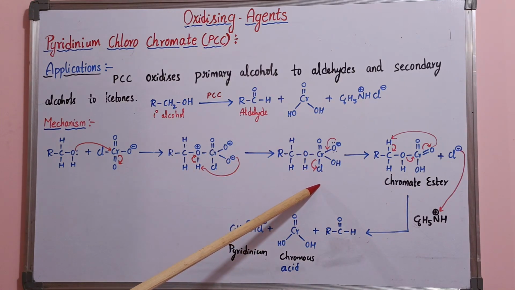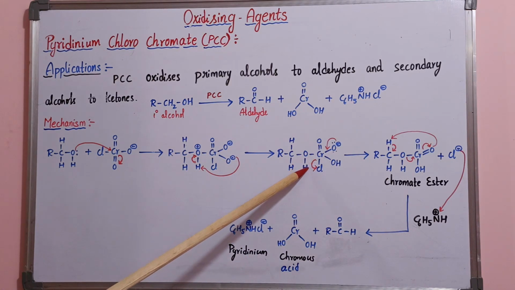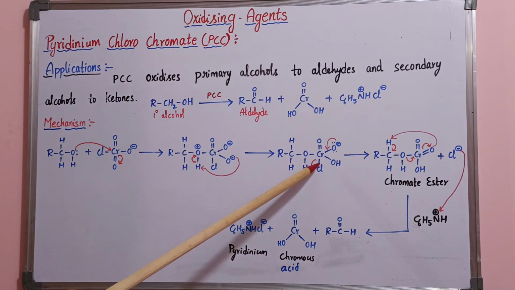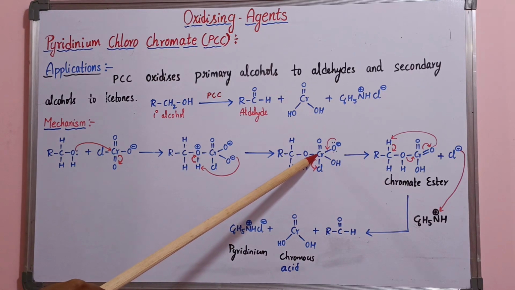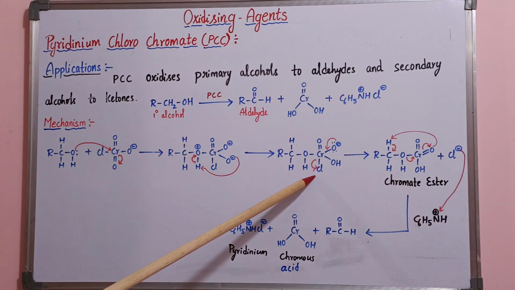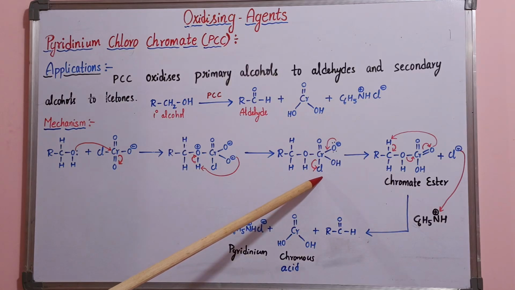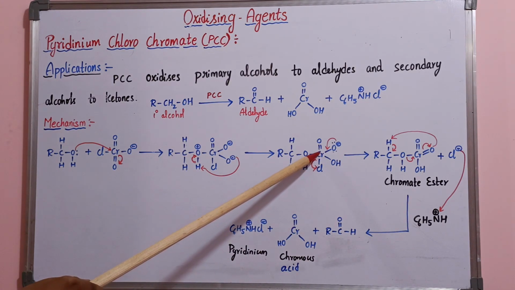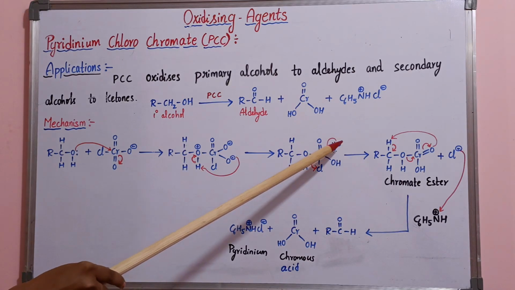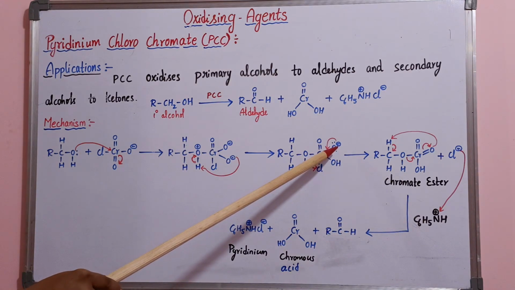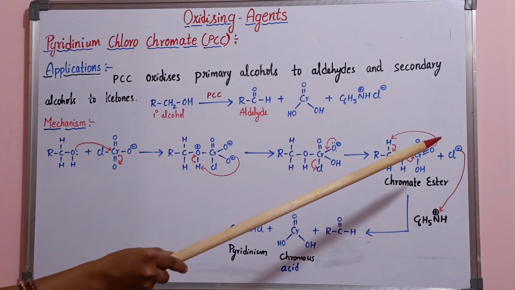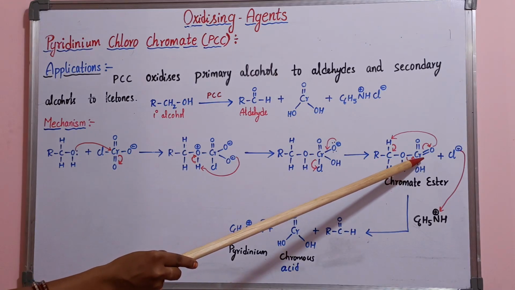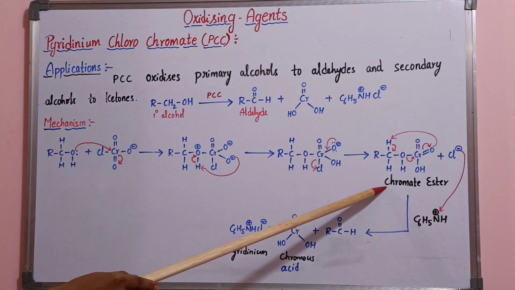Now we can see the third step. I am removing the chloride ion. In order to remove the chlorine in the form of the negative ion Cl minus, I am shifting the bond between chromium and chlorine towards the chlorine. So the chlorine gets a negative charge, and whenever you shift the bond, chromium gets a positive charge. This positive charge and the negatively charged oxygen form a double bond. This double bond results in the chromate ester formation.